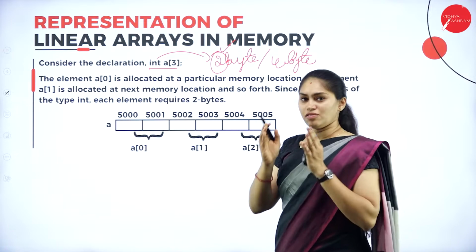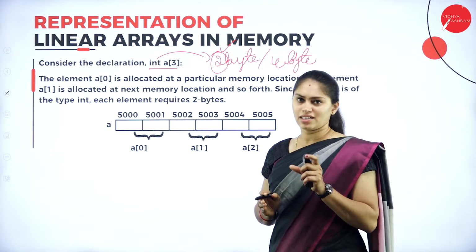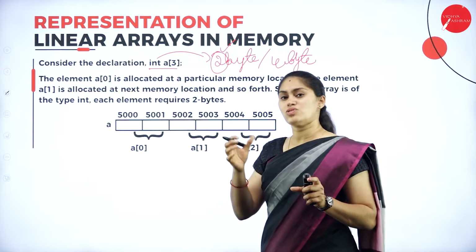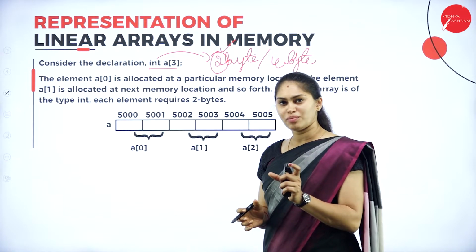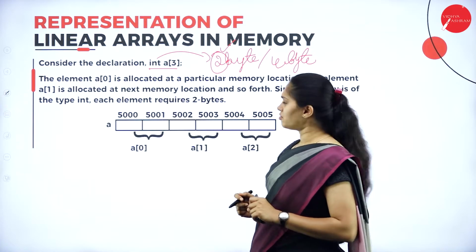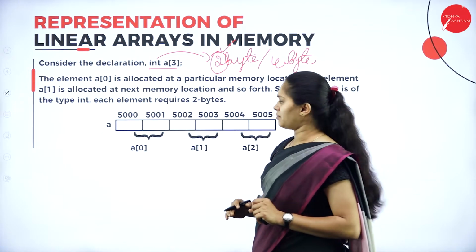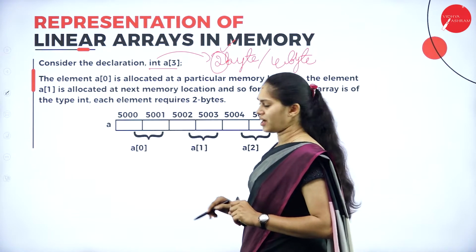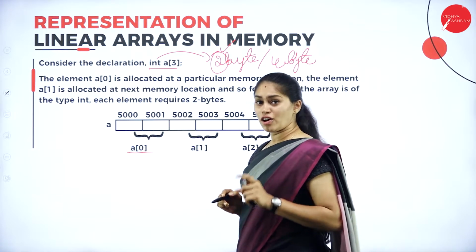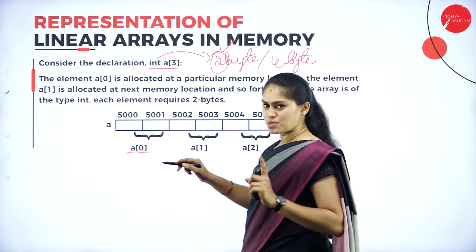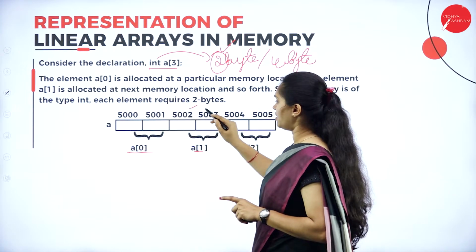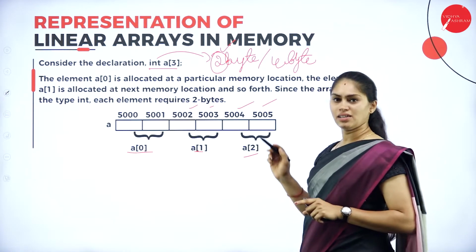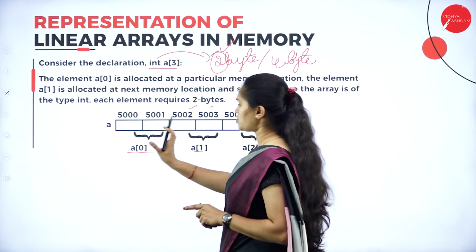At that time, if the first element is at memory location 5000, then the next element should be at 5002. Why? Because 2 bytes of memory are required for a single value or a single element. So here you can see that representation. 5000 and 5001 will be considered as A of 0, that is, the first position. Next, A of 1 will be 5002 and 5003, then the next location 5004 and 5005. So here we are going to store the elements.